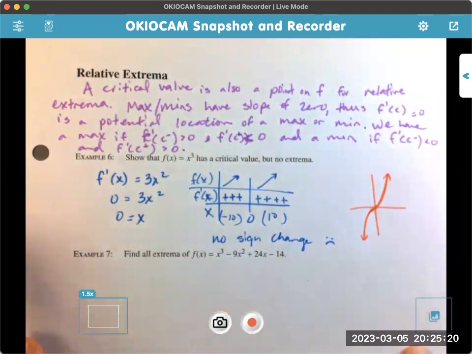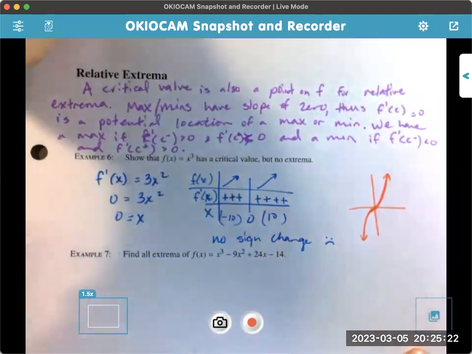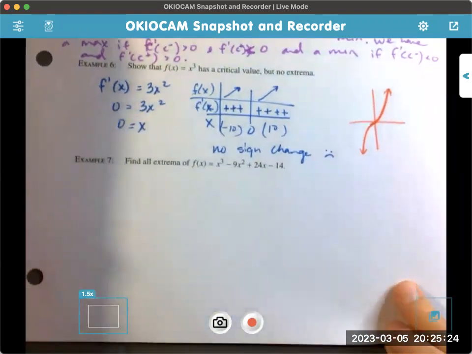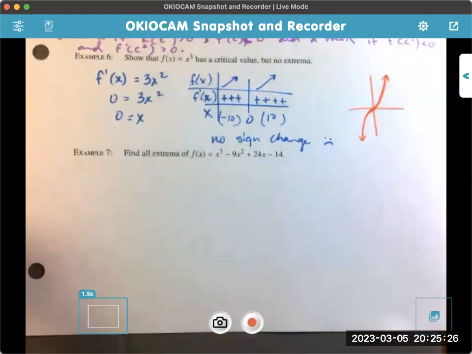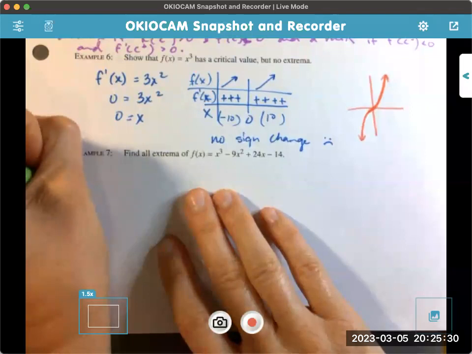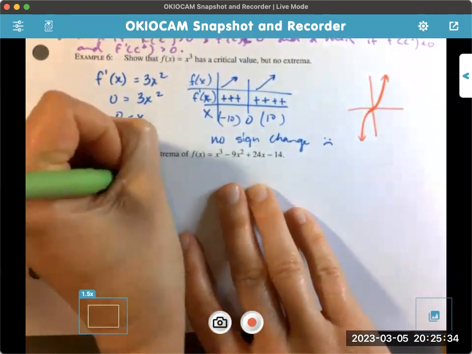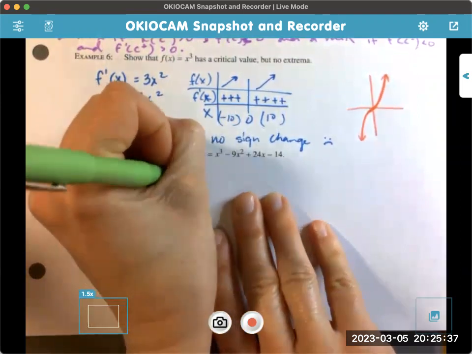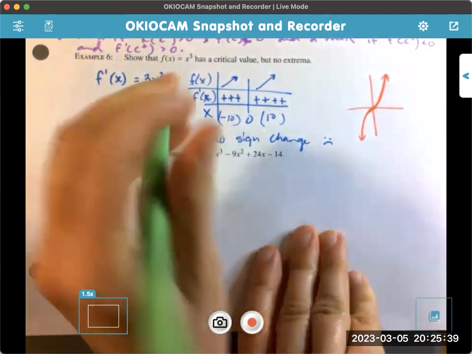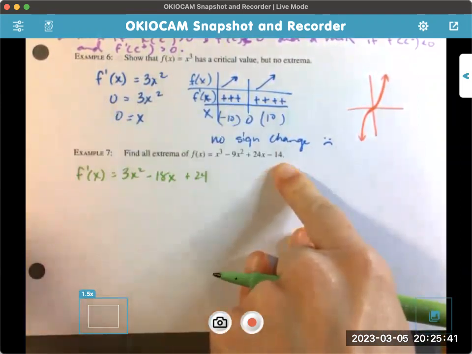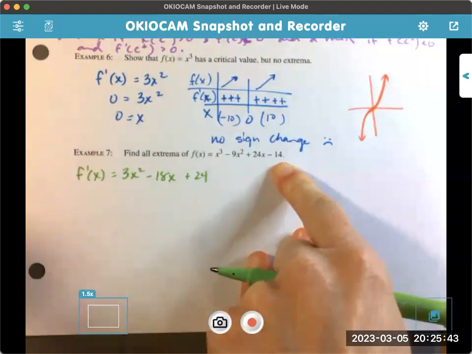All right, so 7. Really and seriously, pause the video, give it a whirl, and then press play when you're ready. Okay, so we're going to take the derivative: 3x squared minus 18x plus 24, because remember the derivative of a constant is 0.